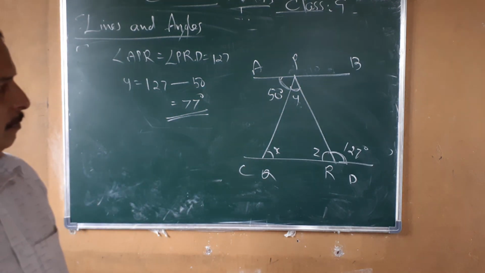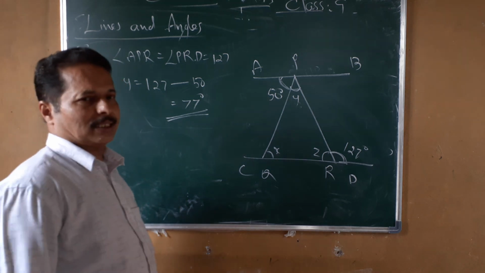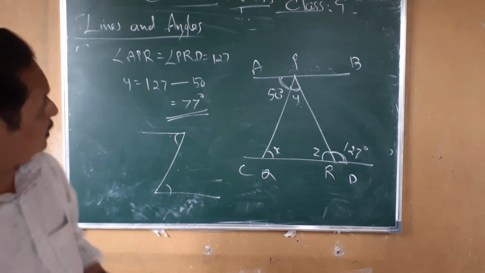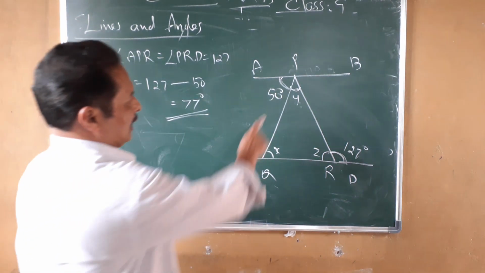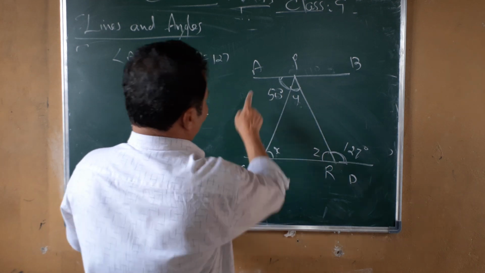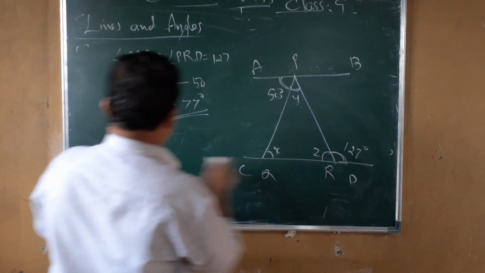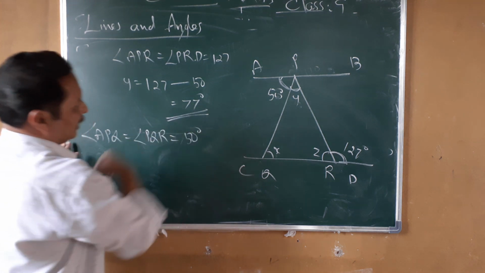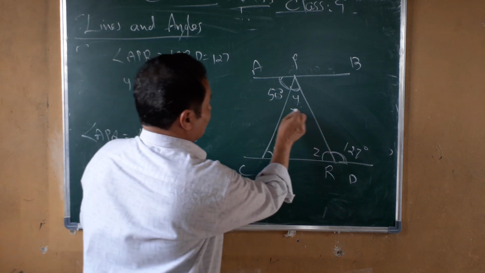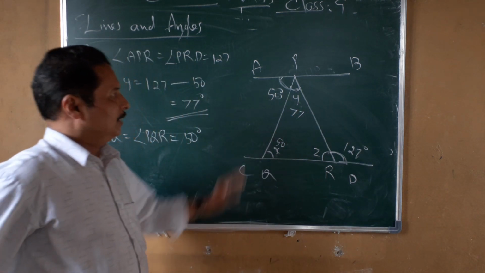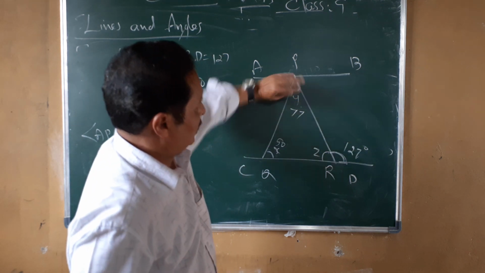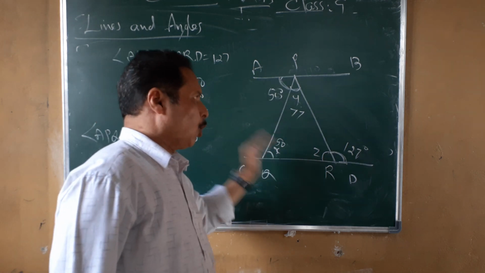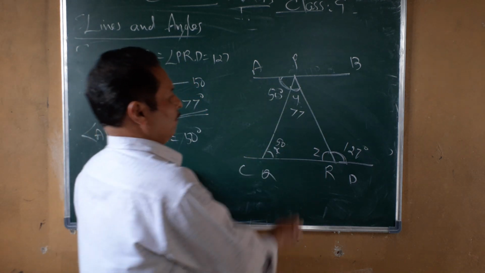Is it clear? Now can anybody say what is X? The shape is like this, and they are also alternate interior angles. You see that? So, this angle is 50 is given, means this is also 50. Angle APQ equals angle PQR, that is equal to 50. They are alternate interior angles. This is 77, this is 50. Here it is 127 minus 50, 77. This is 50, means this is also 50. Alternate interior.